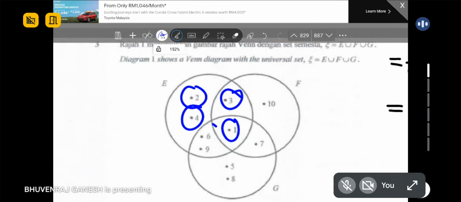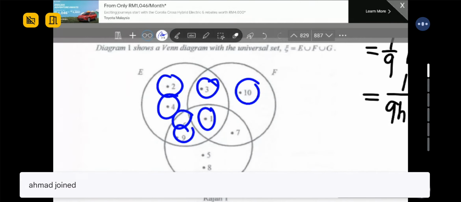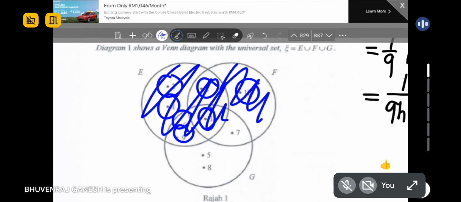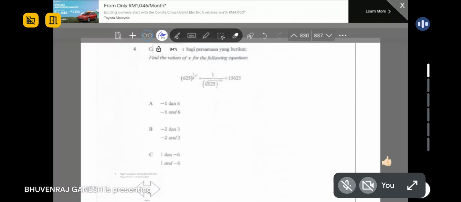Semua yang ni. Understand? Do you guys see the concept? So this is E union G prime. Dapat? All of you can? So basically seluruh bulatan E lah. And then G prime, so yang ni sajalah. Okay? Okay, so that's how you get the answer. Alright. So next one guys.